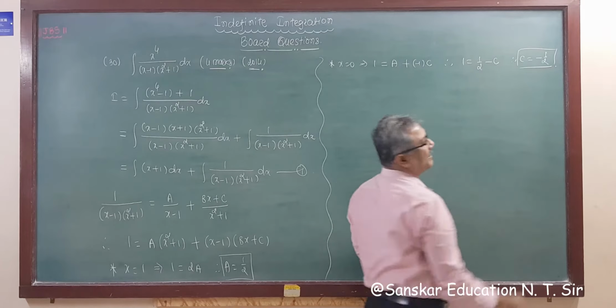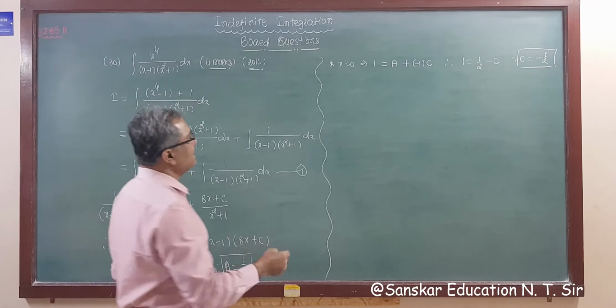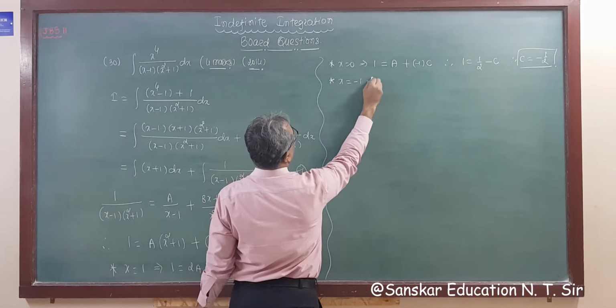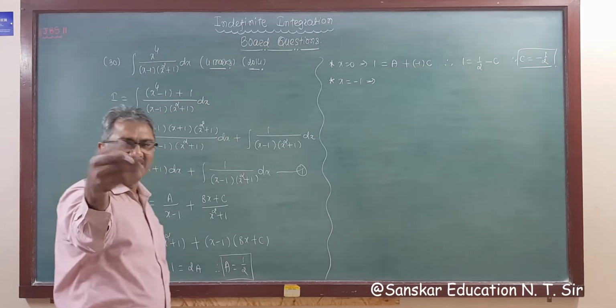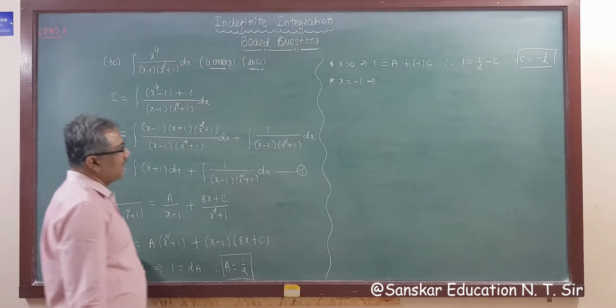And now another random value. We already took x is equal to 1, so it is easy to take x is equal to minus 1 for easy calculation. You can take 2, minus 2, 3, plus 3, 4, minus 5, whatever you want, right? So taking x equal to minus 1, this is 1.